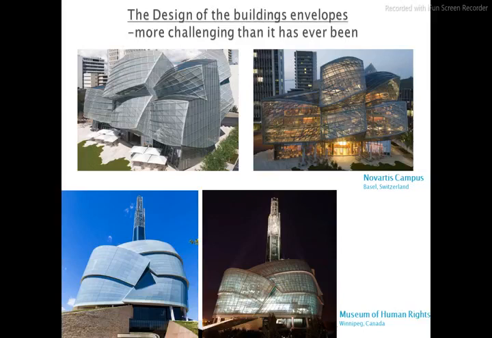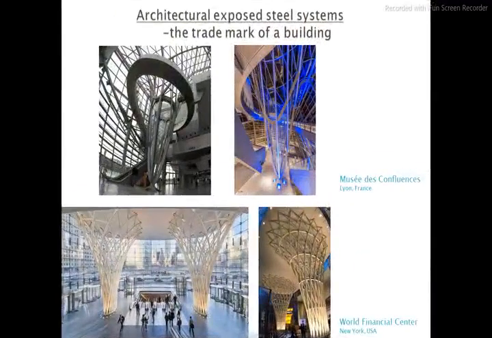And in the lower part we can see the Museum of Human Rights in Winnipeg, Canada, which has the shape of a bird that is closing its wings together. In those two last examples I brought pictures by daylight and by night, so that by night we can see also the structure of the building, not only the envelope. Why I'm bringing the structure in the first plan is that the architectural exposed steel systems became the trademark of a building. As we can see, the glass funnel and its structure in Musée de Confluence in the upper two pictures, and the trees from the World Financial Pavilion in New York.